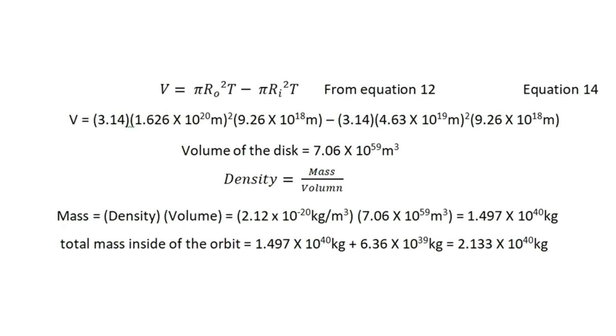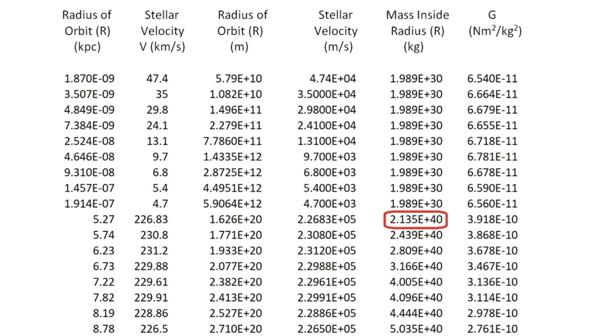to the 40th kilograms. If we add this mass to the mass of the bulge, 6.36 times 10 to the 39th kilograms, we will then have the total mass inside the orbit of this star. That turns out to be 2.133 times 10 to the 40th kilograms, and this is found in column 5 of the data presented. Similar calculations for all the other stars result in the data in column 5 for all of the stars.